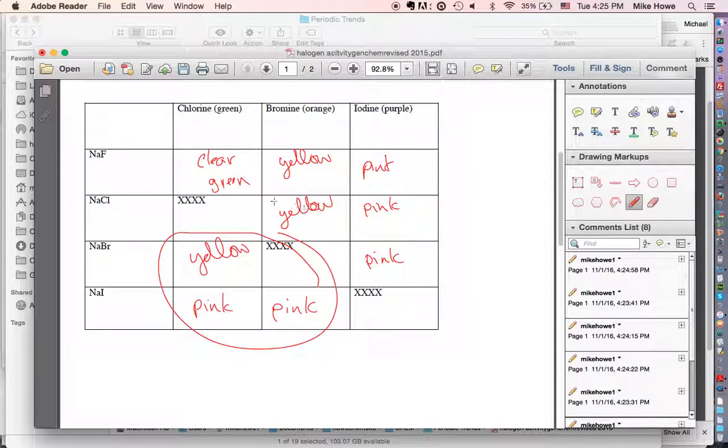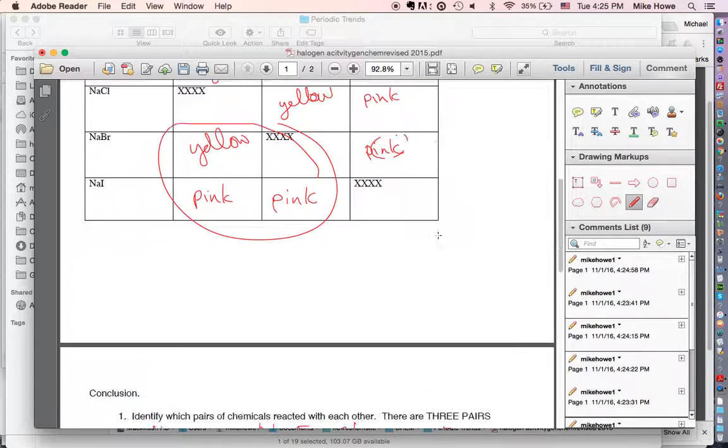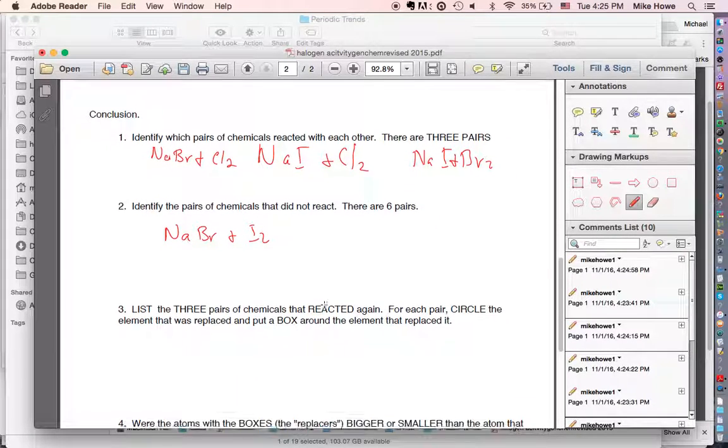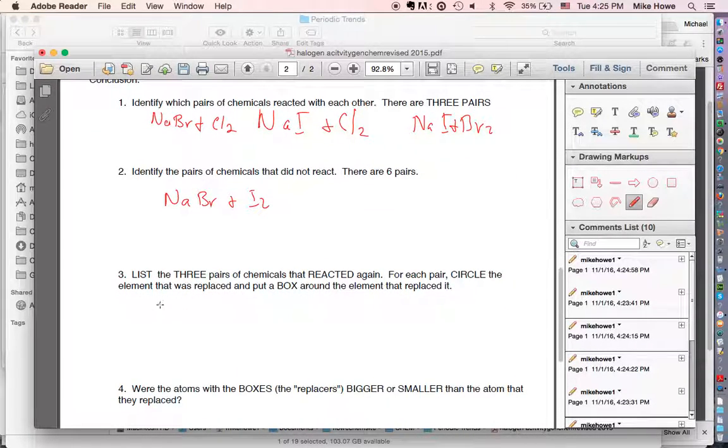Now there are 6 pairs that didn't react. And here they are. 1, 2, 3, 4, 5, 6. So you just jot them down. If I just did that one, I'd say it was NaBr and I2. So come down here. One of those 6 pairs is NaBr and I2. So you're in charge of writing the other 5 down. Now the 3 pairs of chemicals that react, we're going to write them again. So NaBr and Cl2, NaI and Cl2, and NaI and Br2.